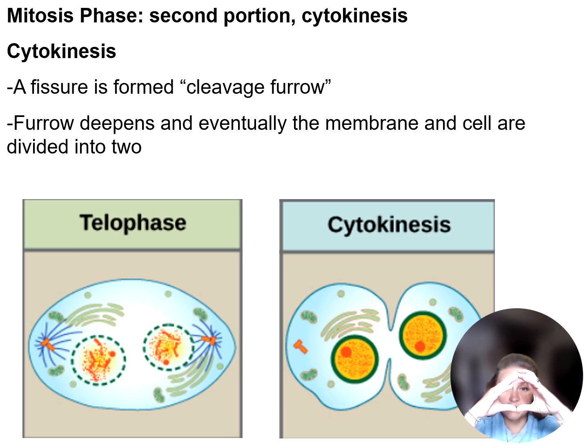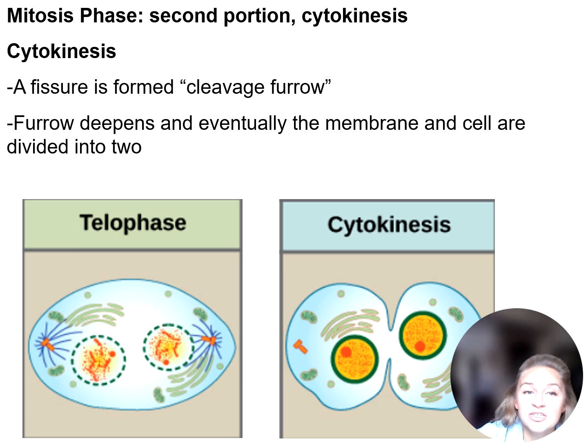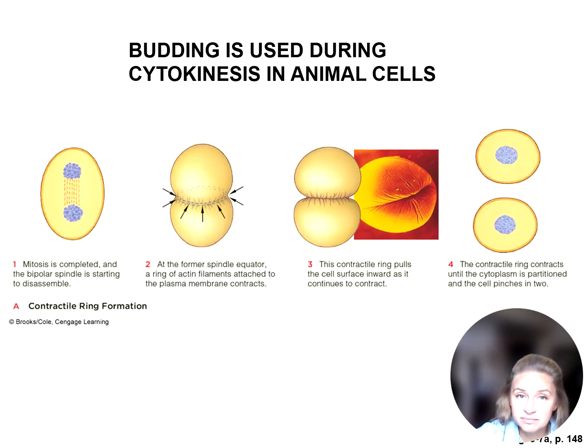Now we're going to go from one big double cell to pinching off in the middle, this cytokinesis, and having two identical cells. A fissure is formed called a cleavage furrow, which starts to separate these two cells, eventually until the cell is divided into two. This is a good picture of this showing the mitosis being completed and this cleavage furrow, this contractile ring, starting to separate these two cells and then ultimately ending up with two complete new daughter cells.